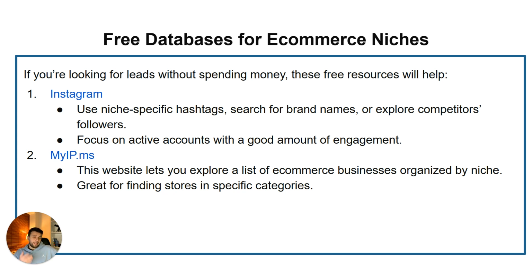And let's just say this is very simple on Instagram. If you want to look for personal trainers, just search in the search bar for personal trainers. Very, very simple. Just go through the list and get these contacts. Now, the second tool is myip.ms, and this website lets you explore a list of e-commerce businesses organized by niche. This is great for finding stores in specific categories.